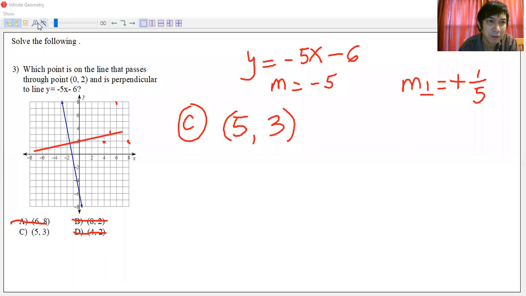And we can verify that. You can see the asterisk there. You can look at letter C and you can see the asterisk blinking. That means that's the answer. All right. So this is the required point, 5, 3. So we did this using a graphical solution, okay, a graphical solution.